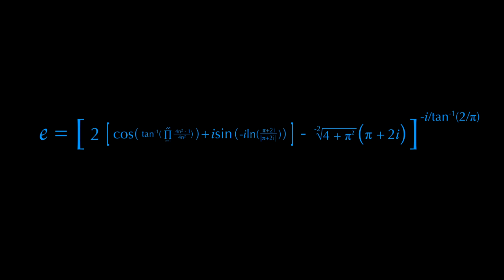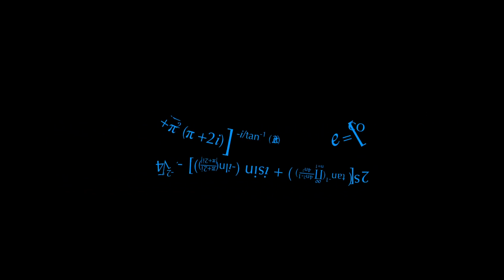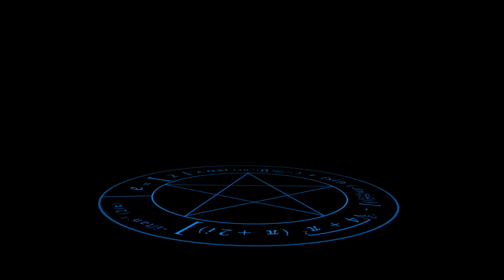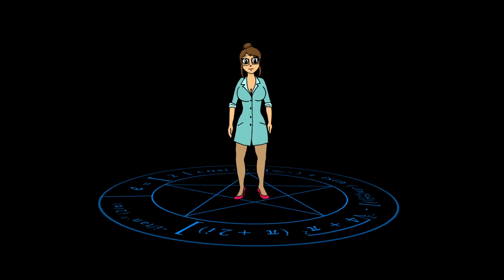Now, this is okay, I suppose, but it does look kind of lengthy. So I'm going to turn this into a magic circle. It has been a little while since I did something with magic on this channel. Alright Zeta, why don't you demonstrate to us how we can use this circle to channel the power of Euler's number?